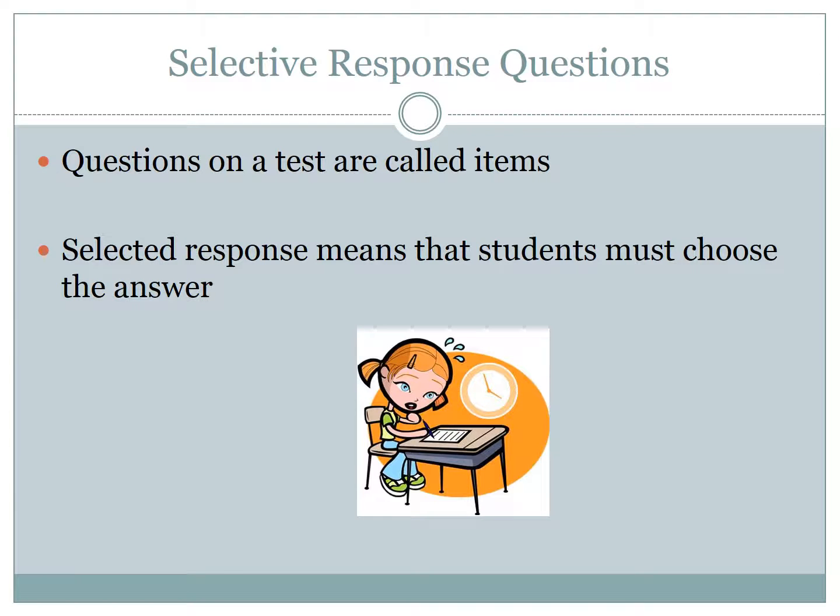First, we need to talk about what selective response questions are. You need to understand that questions on a test are often called items. So if you hear the word items, don't be confused. It just means questions. Selective response items are those items where students must choose the answer. So they don't have to write out the answer, they choose an answer. It could be multiple choice, for example, true, false, matching.